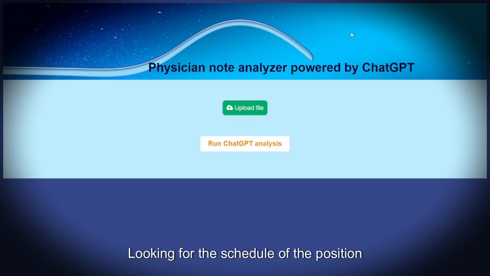Welcome to this demo of the Physician Note Analyzer, which is powered by ChatGPT. Here we'll basically see how ChatGPT can be used to summarize the contents of a physician note.